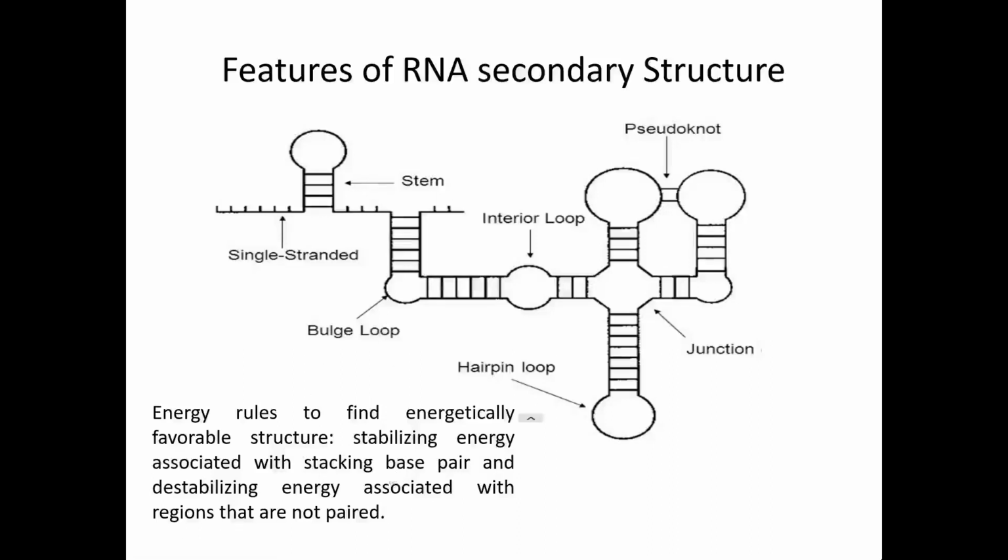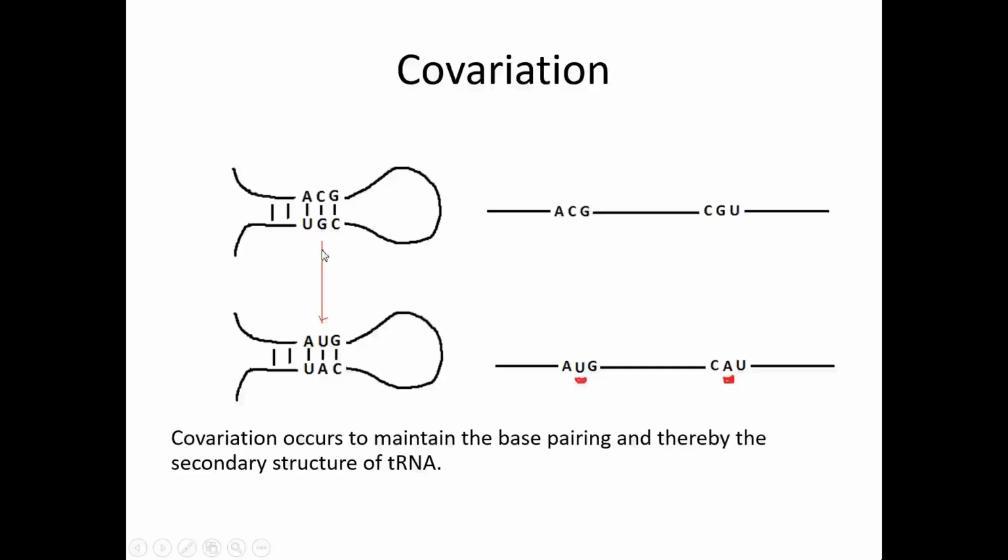Next is about covariation, where you can see a base pair sequence is changed over here. When you see it in a strand of tRNA, you can see when C turns to U, automatically the one which has to base pair with it changes to the complementary base. This is called covariation. This covariation occurs at the DNA level and it is reflected in the tRNA which is transcribed. Covariation occurs to maintain the base pairing and thereby the secondary structure of tRNA.